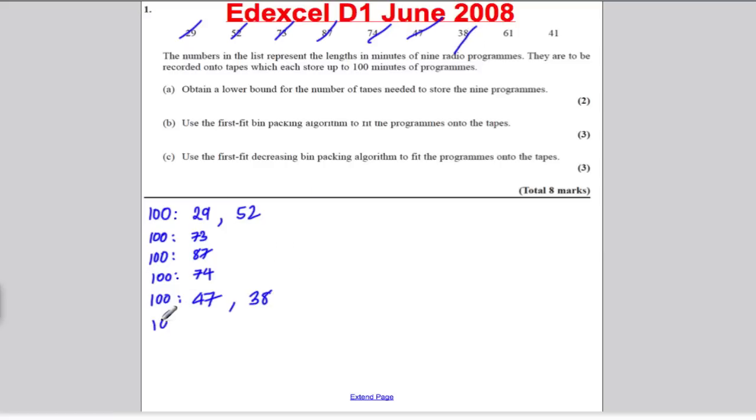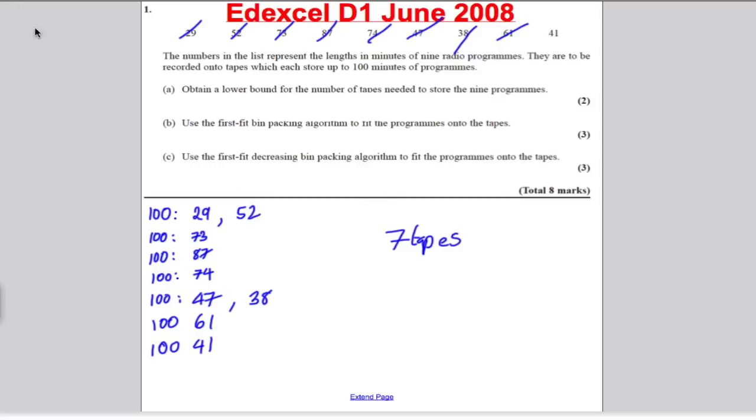61, would it fit anywhere? Unfortunately not, 61. And would 41 fit anywhere? Well, 41 would not even fit anywhere else left over here, so unfortunately 41 goes here. Okay, now we need 1, 2, 3, 4, 5, 6, 7 tapes. And as we can see, that is not very efficient. There's so much wasted space here, here, here, here, a bit here, here, and here, and that doesn't look like it's a particularly good method.